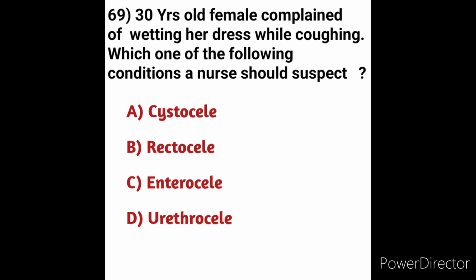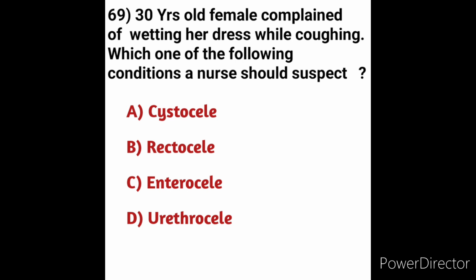What is urethrocele? Urethrocele is a urethral prolapse, a type of pelvic organ prolapse. Here, wetting her dress while coughing means we have a cystocele, a bladder hernia. Option A is applicable here.